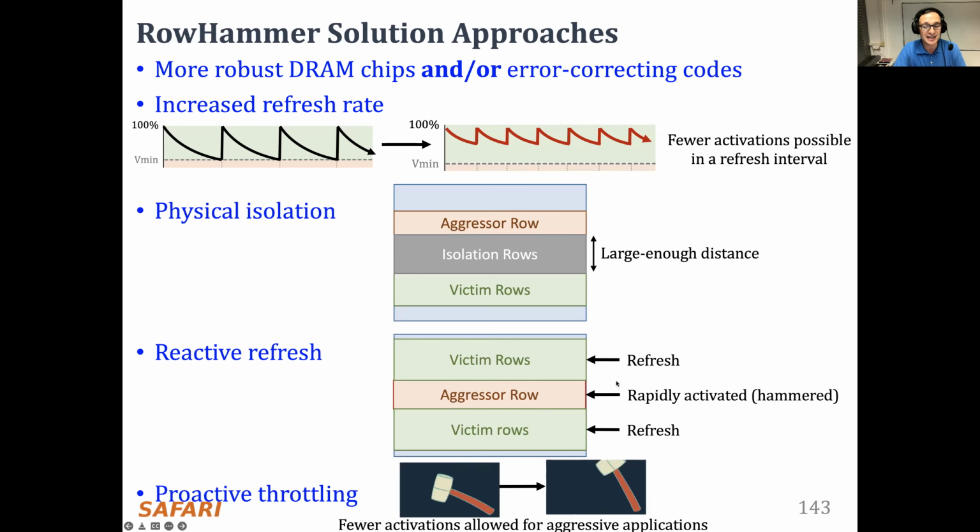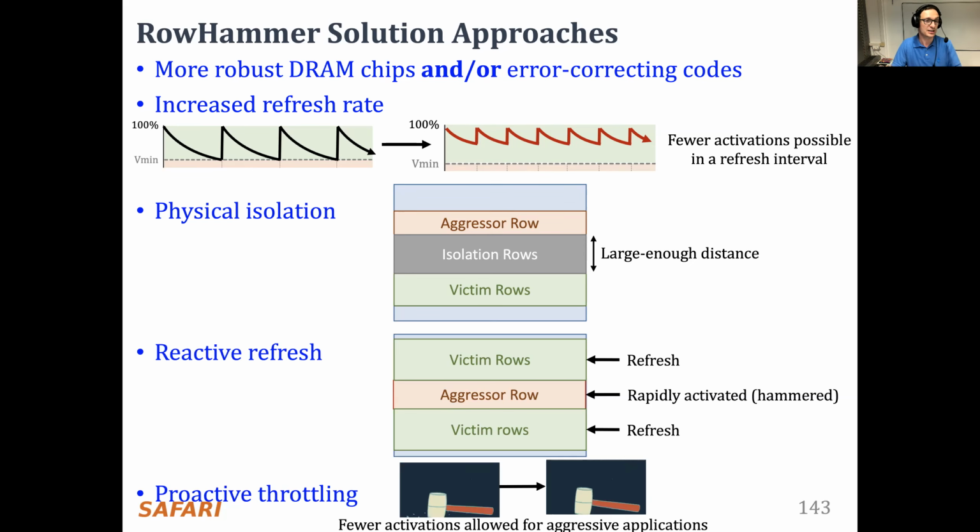Reactive refreshes: you identify the aggressor rows somehow and refresh the potential victim rows. This is employed by industry today, but it, again, is not secure enough. You could make it secure enough, but overheads may increase. Proactive throttling is where you identify the aggressor rows somehow and throttle the activations to them so that you don't activate them more and cause RowHammer. I think these solutions are actually quite interesting to study so that we can get to a better position.